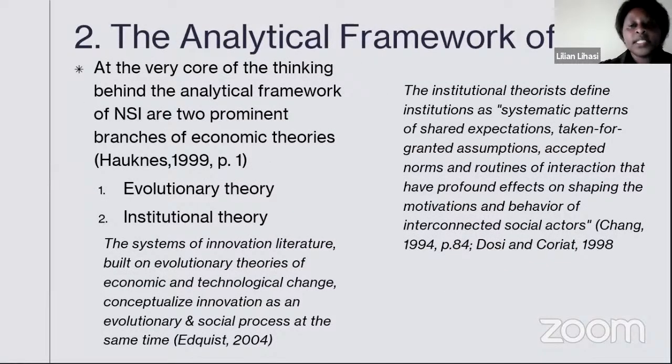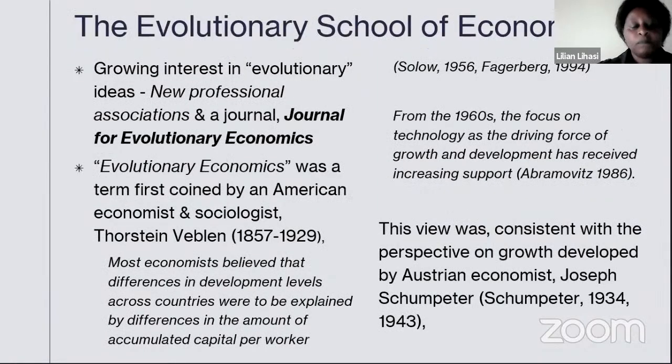We are looking at the analytical framework of the national systems of innovation. At the core of the thinking of this, we find that behind every analytical core, there was the system of evolutionary theory and institutional theory. We heard a lot about the institutional theory, which was shared by our colleague during last week's session. And today we'll continue looking at the evolutionary theory.